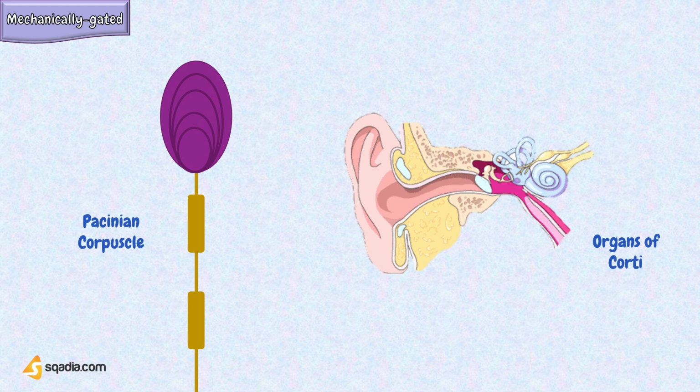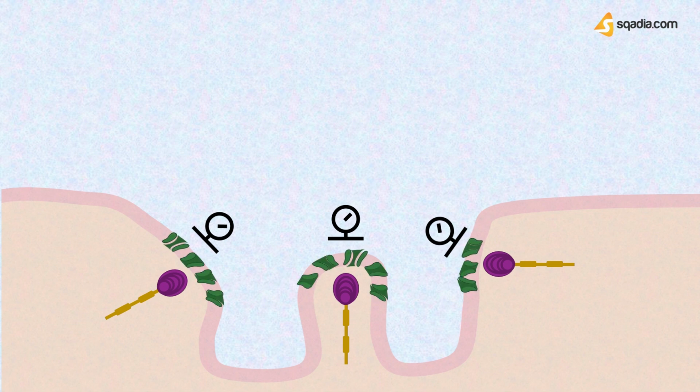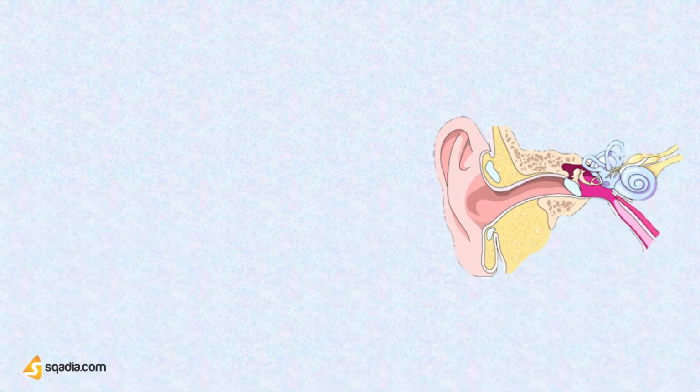Now that we have talked about the two gated channels, let's move on to the third, mechanically gated channels. These are the channels present in the pressure receptors, such as the Pacinian corpuscles, and receptor cells of other organs, like the organ of Corti and vestibular apparatus. When a Pacinian corpuscle is subjected to pressure, it is compressed, resulting in the deformation of its core fiber. This deformation causes the opening of the sodium channel and the development of receptor potential.